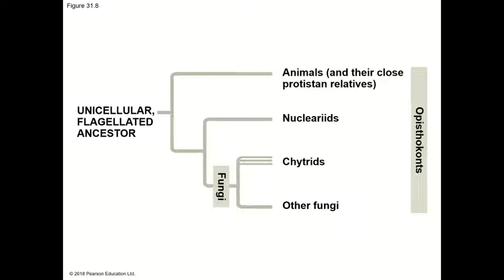So for example, in the exoskeleton of arthropods, there's chitin. And in the cell walls of fungi, there's also chitin. The sister taxon of fungi, as we can see here, are the chytrids. Okay, so that's the first one that we are going to see in this particular presentation.